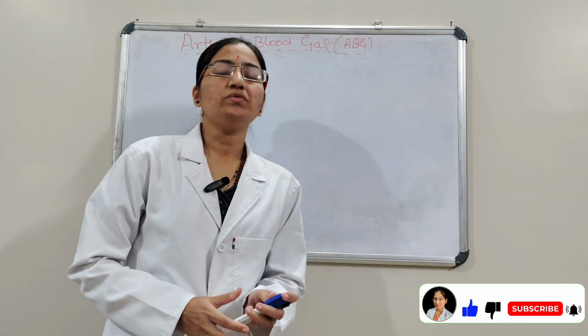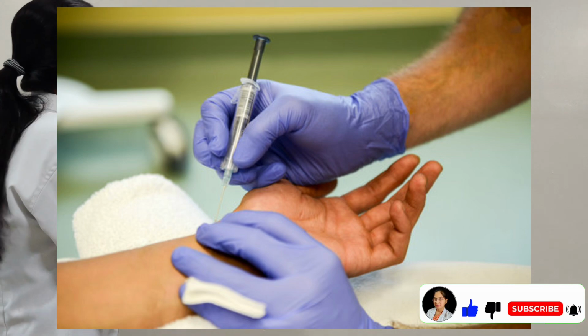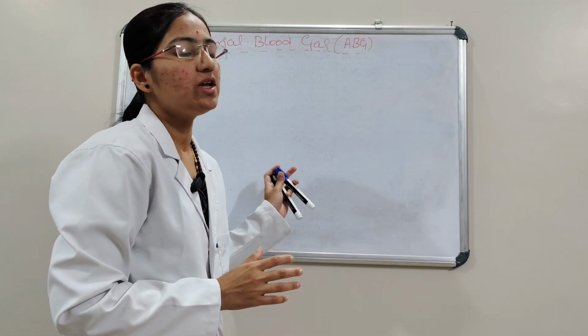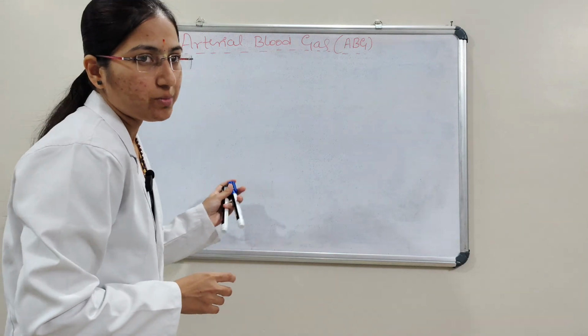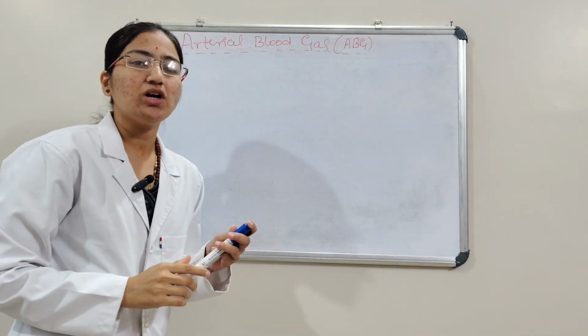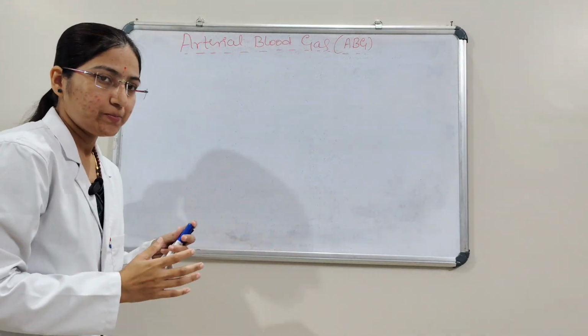Here we are going to discuss one of the important topics, that is arterial blood gas. It is a very important topic. We'll see what arterial blood gas is. Here we are going to measure the gas in the arterial blood.